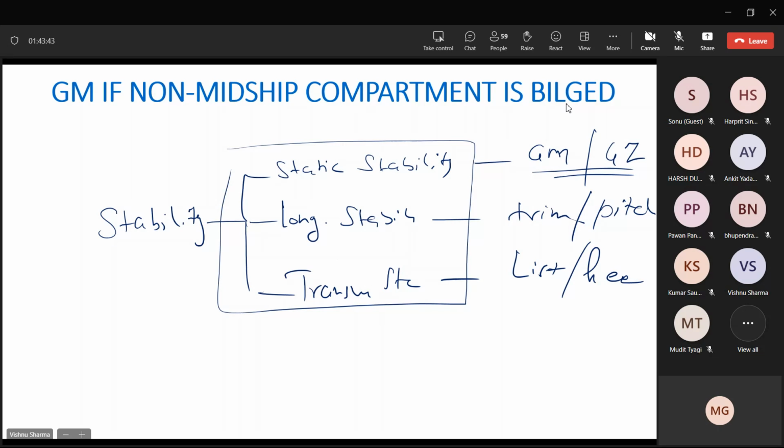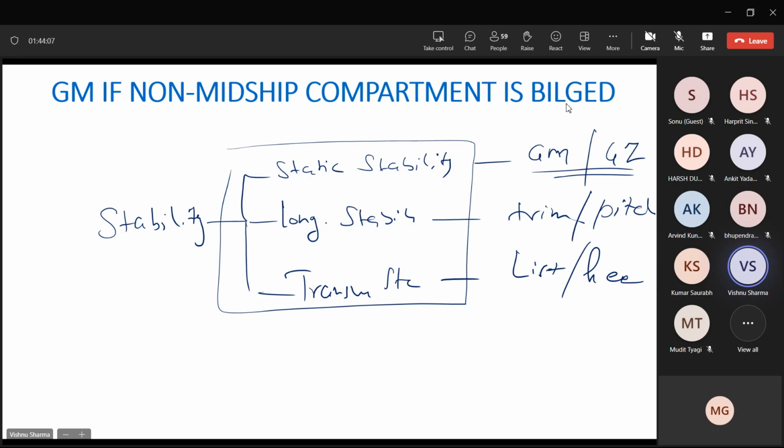Yes, sir. But will the GM change the trim also? Yes or no? Yes, sir. So that means any loading, whether it is done at the forward end, amidships, or at the after end, may change trim, it may change list, but it will also have an effect on GM.